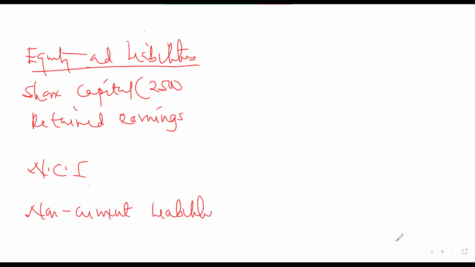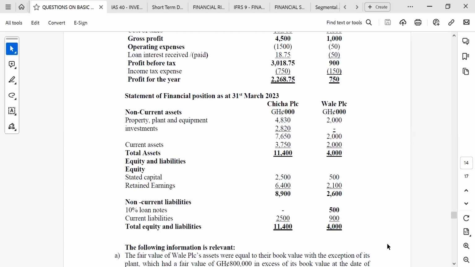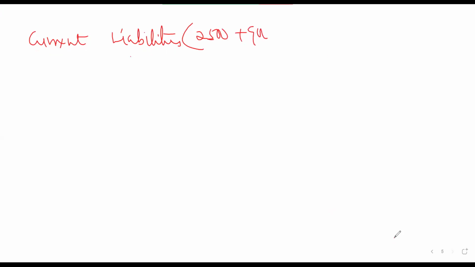Non-current liabilities: 10% loan notes. And that is for only the subsidiary. So we can move on to current liabilities, current liabilities of 2,500 against 900. All right. So with your issues here, maybe let's start with the workings.